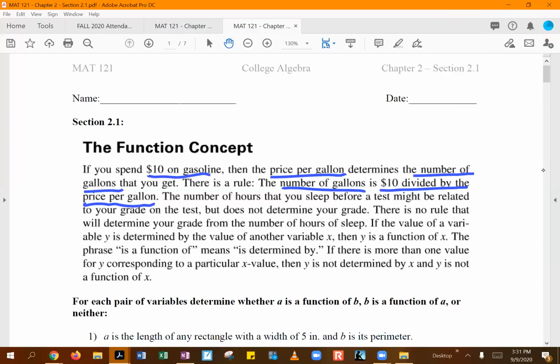So if you will look at the bottom of that paragraph, they're basically saying if the value of a variable y is determined by the value of another variable x, then we can say y is a function of x, which means that y can be determined by the value of x. A lot of times you will also see the terminology that the value of y depends on the value of x. So y depends on x.